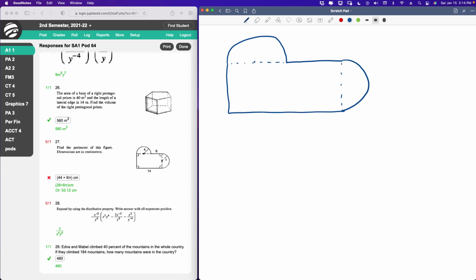The radius here is 4, and the radius here is 4. This is 6, this is 14. If this is 4, then the diameter here is 8, so this has to be 8. So we know on our flat lengths here, I'm going to use my highlighter, we have 6, we have 8, and we have 14.